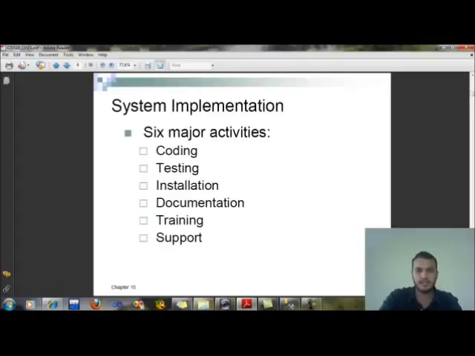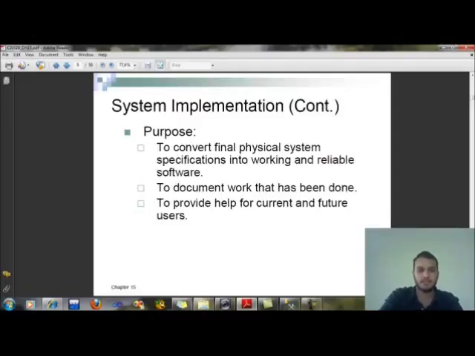System implementation has six major activities: coding, testing, installation, documentation, training, and platform support. System implementation is continuous and is firstly proposed to convert the final physical system specification into working and reliable software, to document the work that has been done, and to provide help for current and future users.